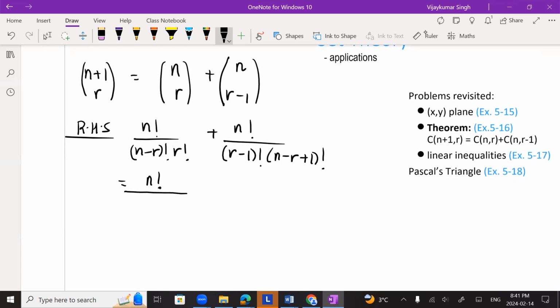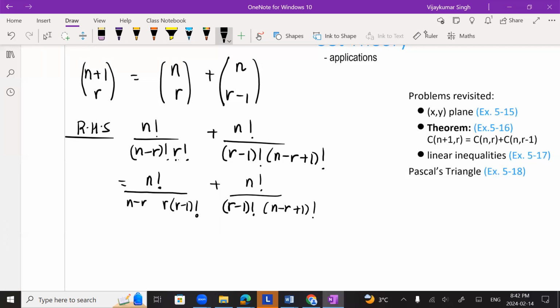Let's make some changes so that we can take a big chunk common. n factorial is common in all of them, so I will leave n factorial as it is. Then let's look at r factorial first. Here we have r factorial, and here we have r minus 1 factorial, so we can break r factorial as r times r minus 1 factorial. Do you agree with that? So we can take r minus 1 factorial common. And then we have n minus r plus 1 factorial.